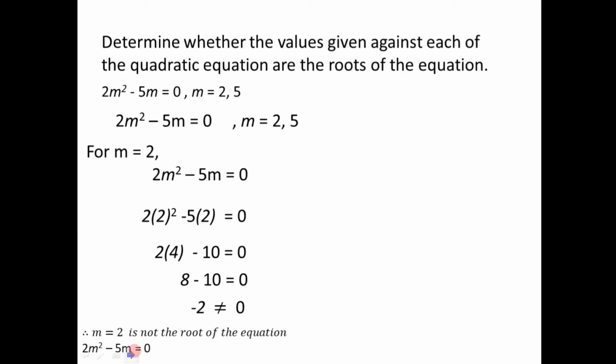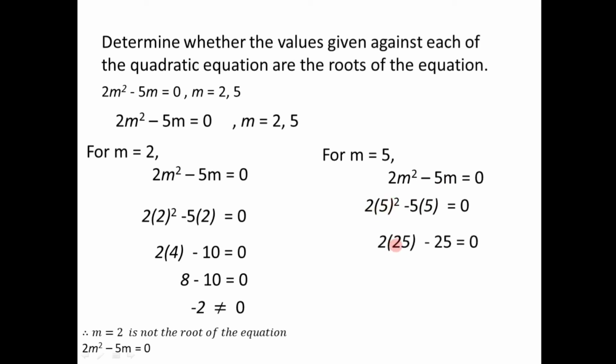Now we are going to decide whether m is equal to 5 is the root of this equation or not. For m is equal to 5, the given equation 2m square minus 5m is equal to 0 will become 2 into bracket 5 square minus 5 into m, that is 5 into 5, is equal to 0. 2 into 5 square is 25 minus 5 into 5, that's 25, is equal to 0. 25 into 2, that's 50, minus 25 is equal to 0. And 50 minus 25, that's 25, which is not equal to 0.